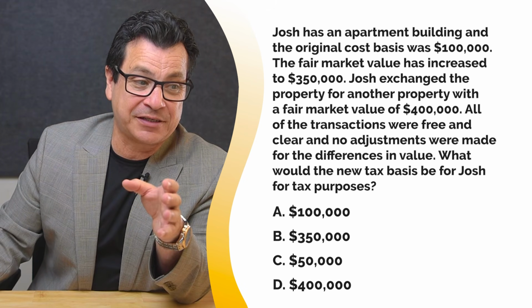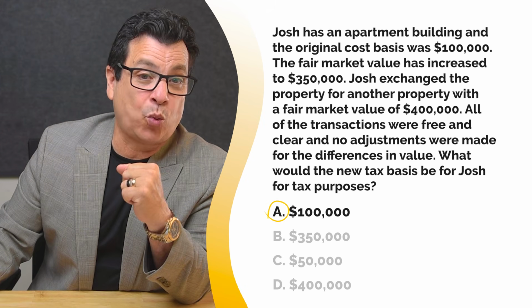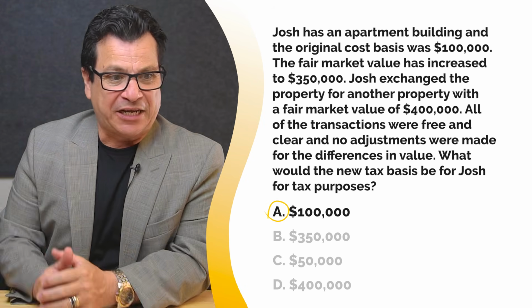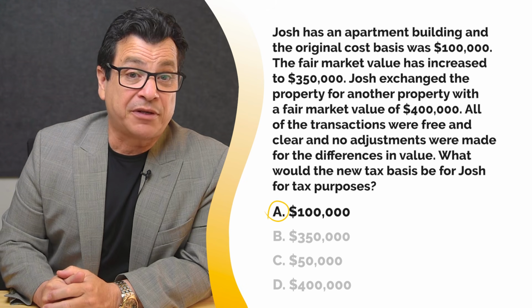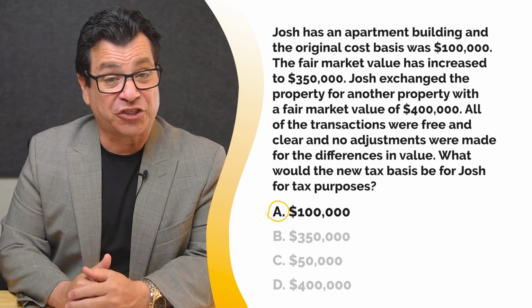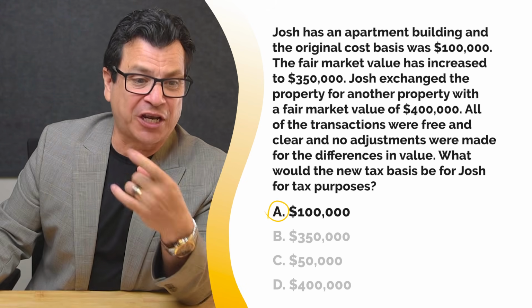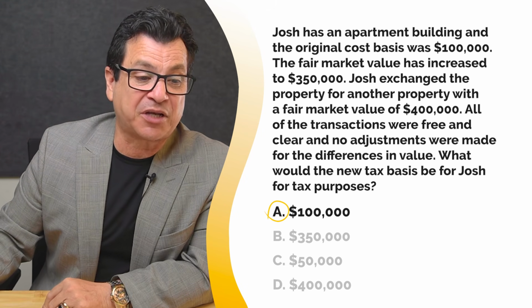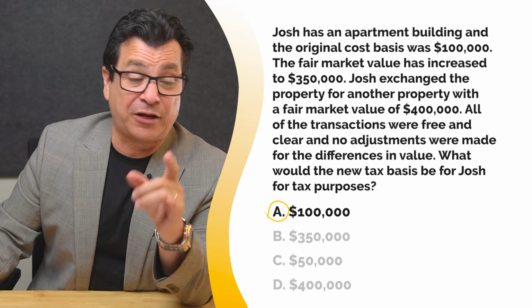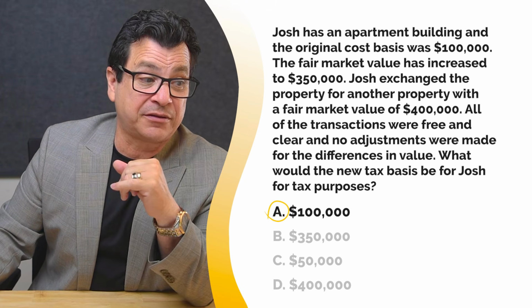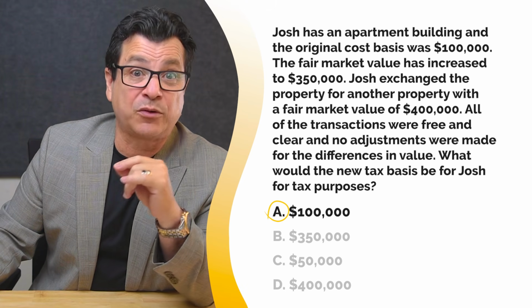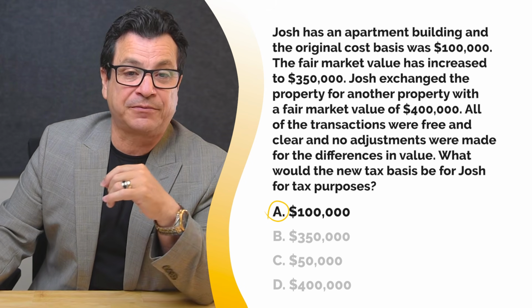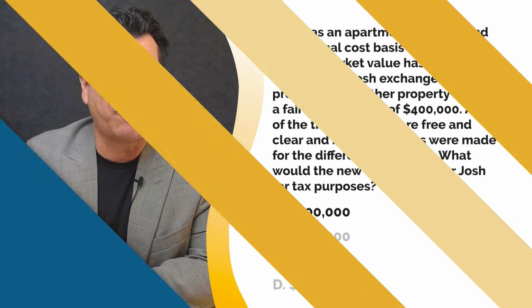The answer is A, $100,000. So how did we get to $100,000? Let's go to the explanation. For exchange properties, which is exactly what happened here, he was exchanging one property for another. For exchange properties, the original cost basis of the surrendered property becomes the cost basis for the new property. And don't forget, according to the question, that cost basis was $100,000, if there is no adjustment for the difference in value. Got it? Fantastic. Let's move on to the next one.